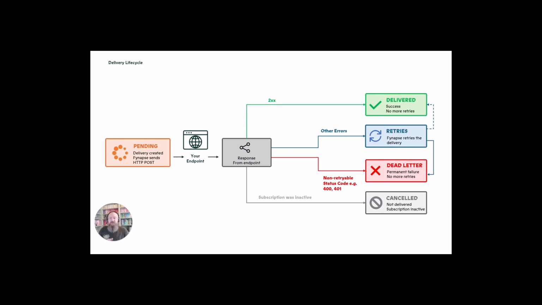Synapse also sends an idempotency key header with every delivery. Store these and use them to deduplicate. Because our webhooks operate on an at-least-once model, the same event may occasionally arrive more than once.